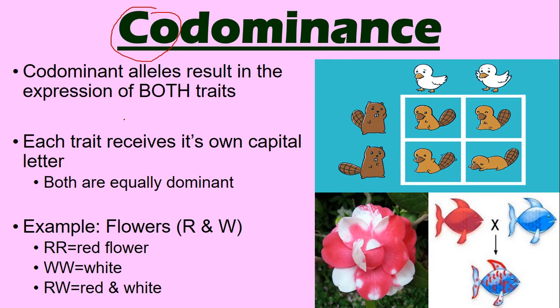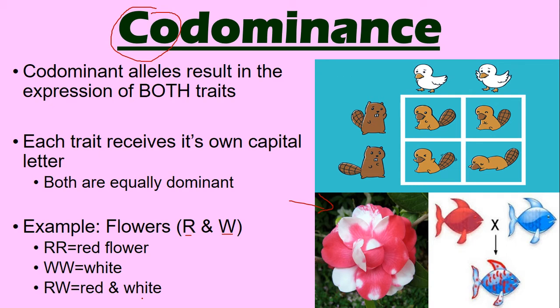But since both are dominant, they're both going to have their own letters. So when you get into codominance, this is where we won't have any lowercase letters. We'll have all capital letters, and you're going to have two different capital letters. So if we look at flowers, say this red and white flower over here, you're going to have two traits, red and white. So we're going to have a capital R and capital W. So capital R is red, capital W is white, and RW is going to be red and white.